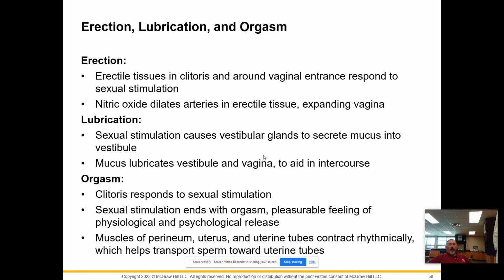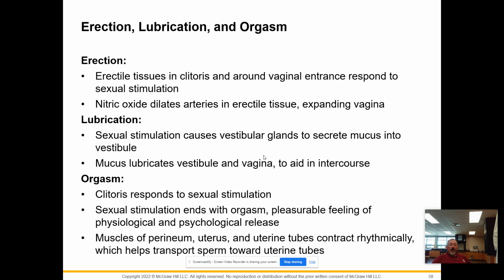All right, erection, lubrication, and orgasm. What a slide. All right, so erectile tissue in the clitoris and around the vaginal canal entrance responds to sexual stimulation. Nitric oxide, just like it affected the male reproductive system, is going to affect the female reproductive system, dilating arteries. This is going to cause expansion of the vagina. So the vaginal orifice will decrease in size as a result of this.